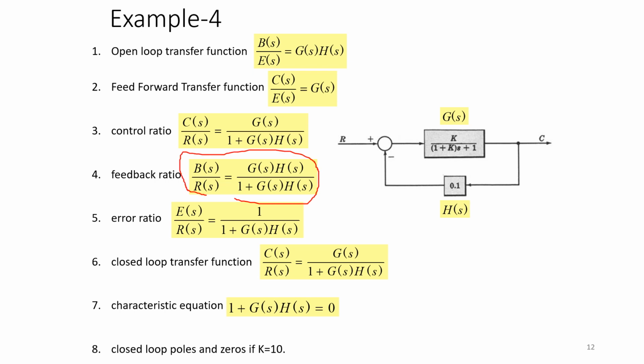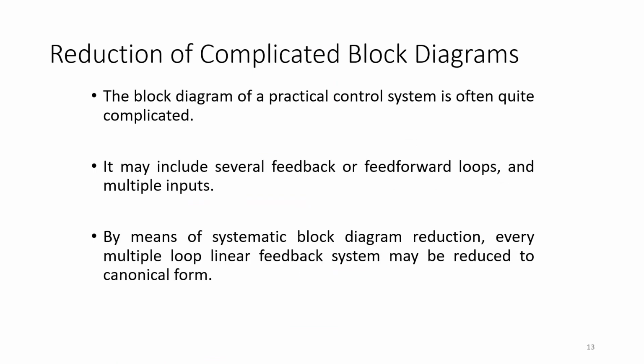Now error ratio is E(s)/R(s), which is taken as 1 divided by 1 plus G(s)H(s). And closed loop transfer function is taken as C(s)/R(s) = G(s) divided by 1 plus G(s)H(s). And the characteristic equation is 1 plus G(s)H(s) = 0. And the closed loop poles and zeros, if K equals 10, can be evaluated for this.